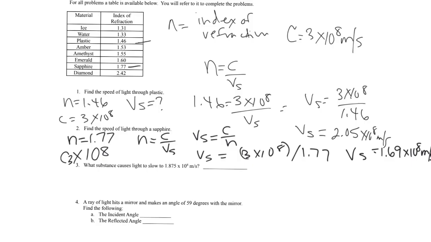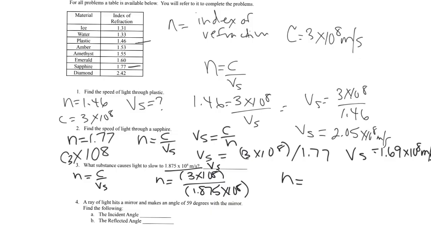Next problem is what substance causes light to slow to 1.875 times 10 to the 8th. We are solving for the index of refraction here, C over Vs. This time I'm giving you the Vs, and we still know what C is going to be in air, and that's going to be 3 times 10 to the 8th. So the math will be 3 times 10 to the 8th divided by 1.875 times 10 to the 8th. Don't forget those parentheses, and it is going to equal 1.60. If I look in my table, that's going to mean the substance is emerald.